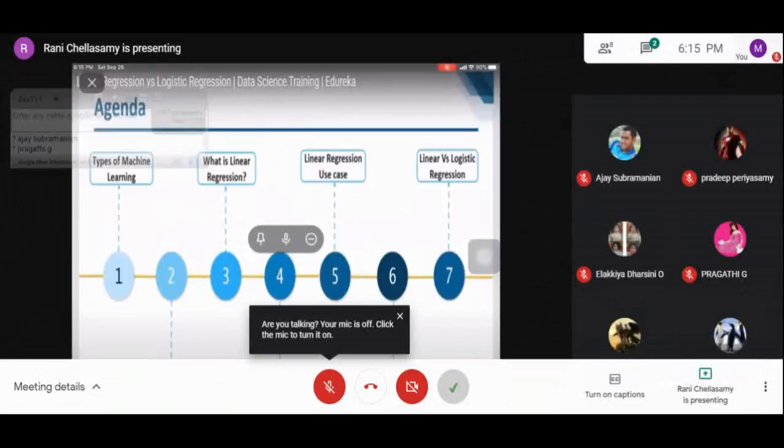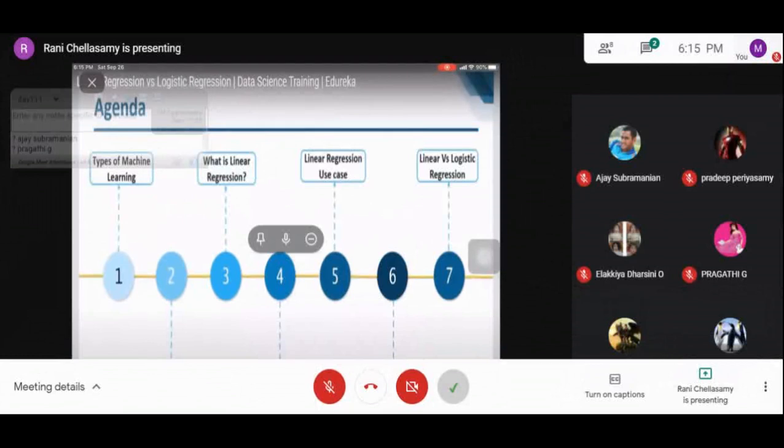So let's start with the introduction about machine learning and the types involved in machine learning, and the comparison between the classification algorithm and the regression algorithm, and we'll be seeing what is meant by regression, linear regression algorithm, and next we'll be seeing what is logistic regression, and we'll be seeing the linear regression use case and the logistic regression use case, then winding up with the comparison between the linear and the logistic regression, and we'll be seeing the applications involved in linear regression. With that, we'll wind up the session. Okay, and these are the outlines.